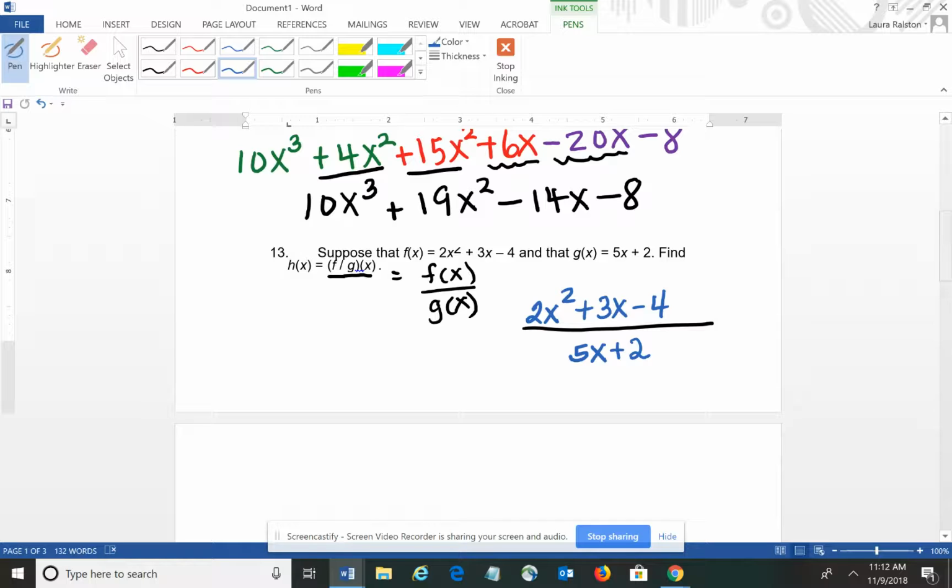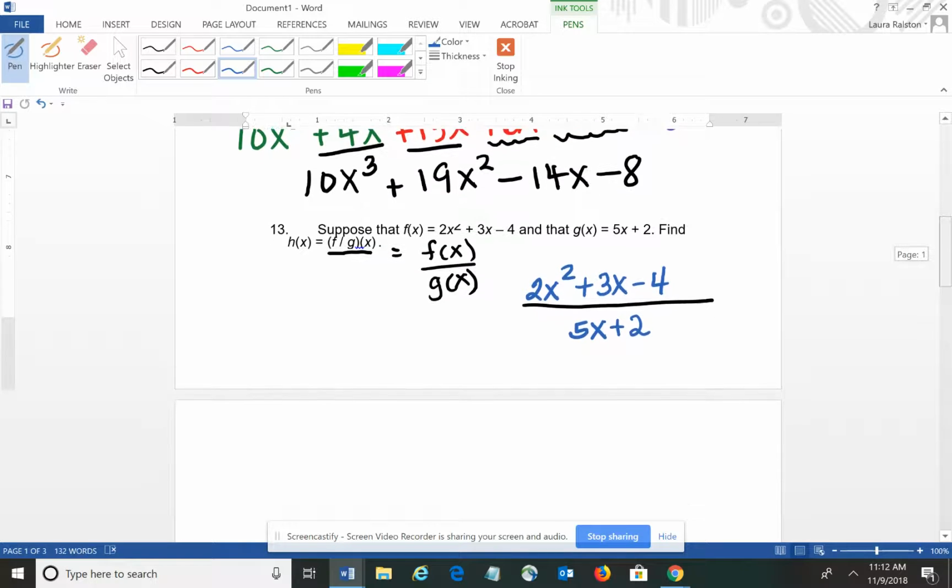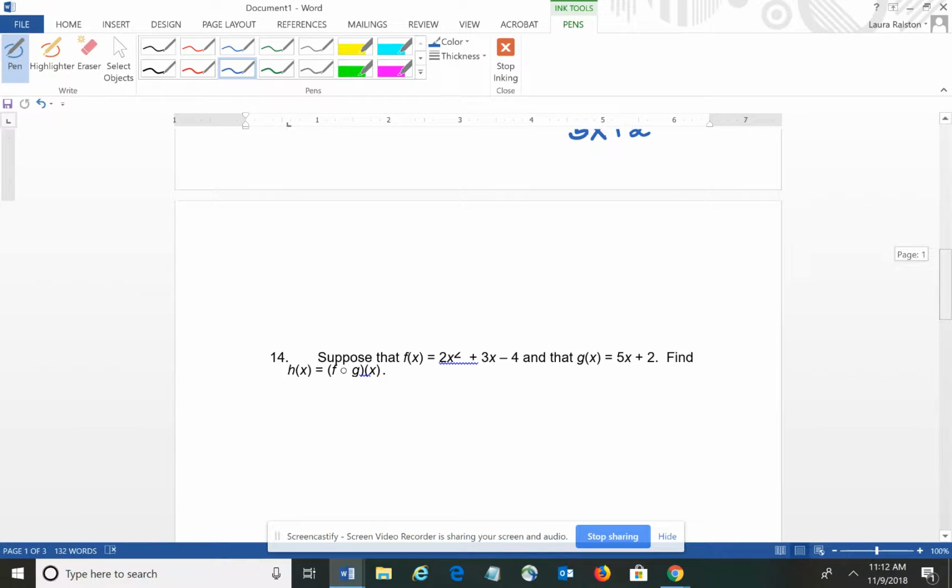So when you're doing basic operations, remember you're basically going to be simply combining like terms after you've performed the indicated operation.